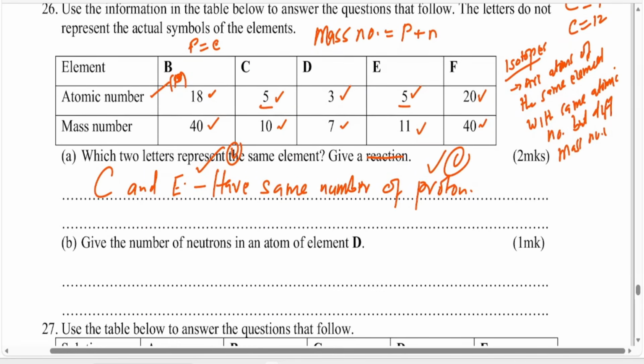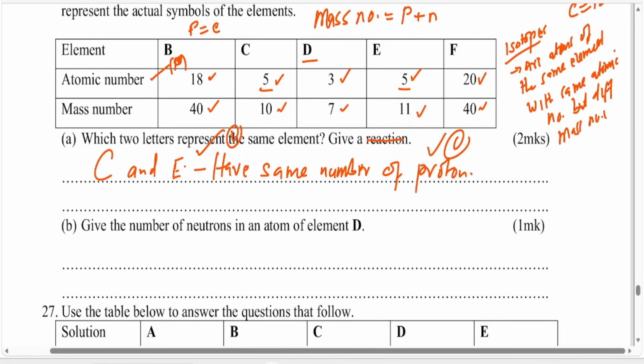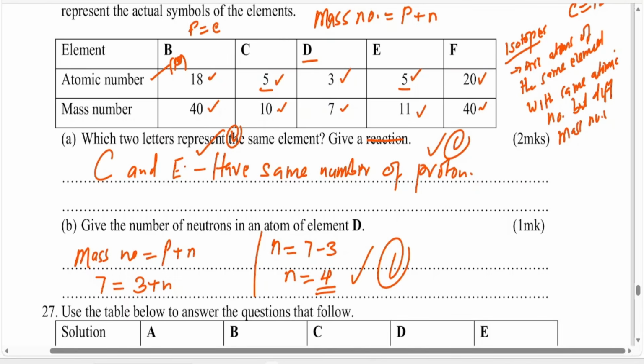Give the number of neutrons in an atom of D. Neutrons we are going to get from the mass number, whereby we know mass number is given by the number of protons plus the number of neutrons. So we already have the mass number, which is 7, equals protons, atomic number 3, plus neutrons, which we do not know. So mathematically, n equals 7 minus 3, and our number of neutrons equals 4, and that is 1 mark.